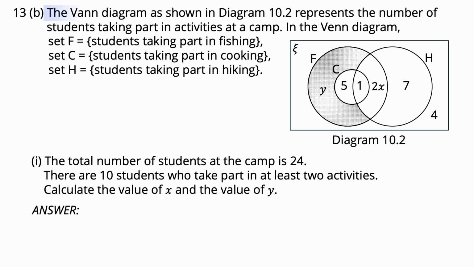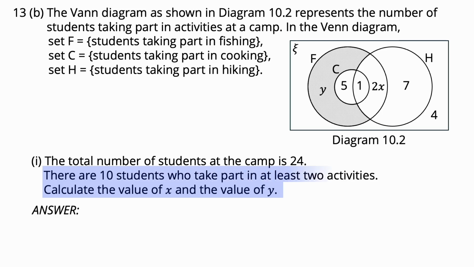13. B. The Venn diagram as shown in diagram 10.2 represents the number of students taking part in activities at a camp. In the Venn diagram, set F equals students taking part in fishing. Set C equals students taking part in cooking. Set H equals students taking part in hiking. 1. Calculate the value of x and the value of y.